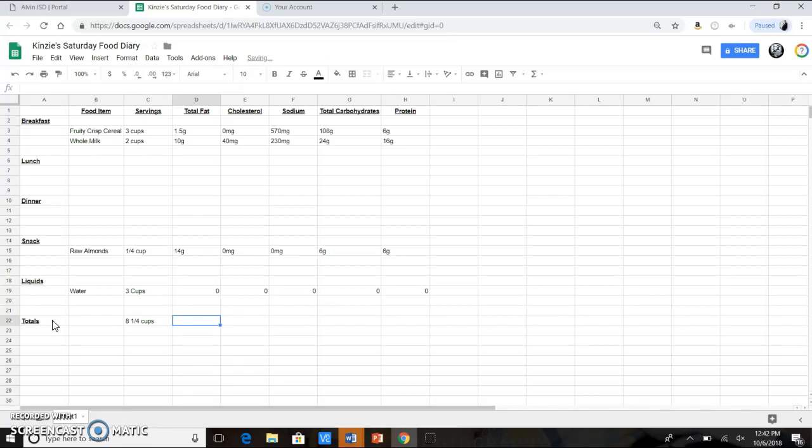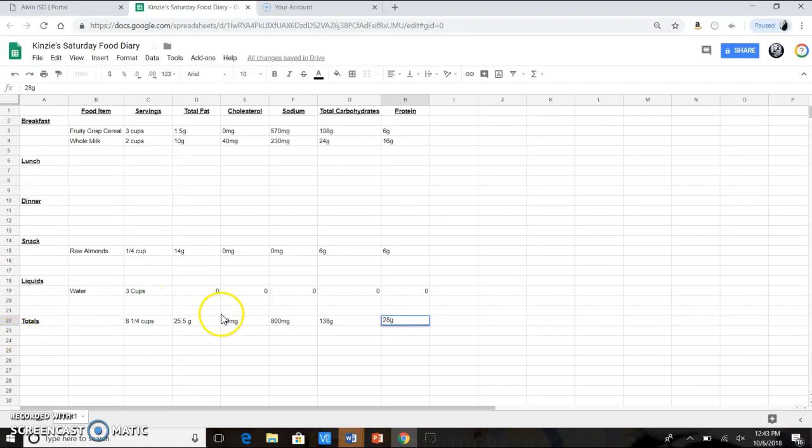Over here, I've had 25.5 grams of food. I've had 40 milligrams of cholesterol. I have had, wow, 800 milligrams of sodium. I have had, let's see, that would make 138 grams of carbohydrates. And last but not least, that's going to be 28 grams of protein.